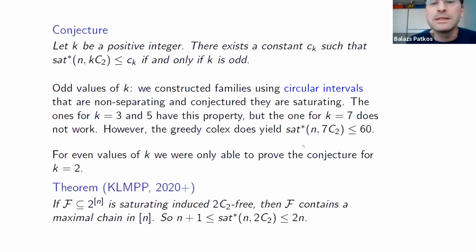What do we know about the even k? Well, we know 2 things: that the greedy Codex doesn't give anything good, I mean that gives an unbounded sequence of families, so that grows. And all what we could prove is that for k equals 2, so if we have 2 pairs, then the number is between n plus 1 and 2n. So it is indeed linear, and it tends to infinity with the ground set growing.